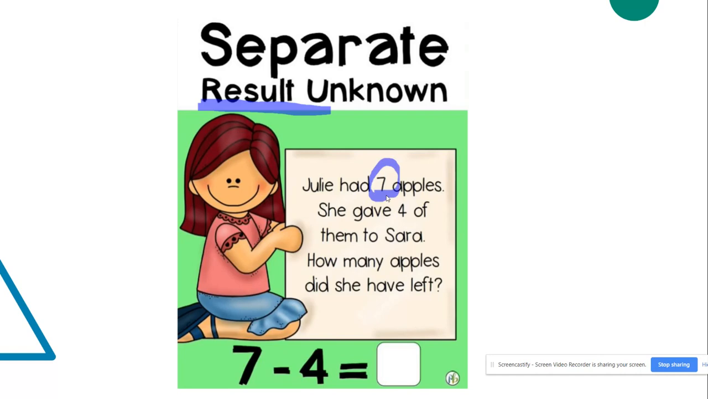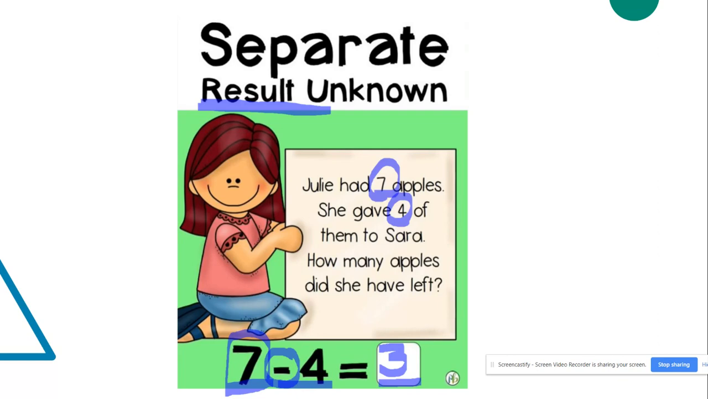Julie had 7 apples. She gave 4 of them to Sarah. How many apples does she have left? So we represent that with the whole. Julie had 7 apples. We know the total. She gave 4 away, so we know to take away 4. That means minus 4. So it's asking you how many apples are left. So we can count back on the number line. You can know your math facts. We know that it's 3. 7 minus 4 is 3.